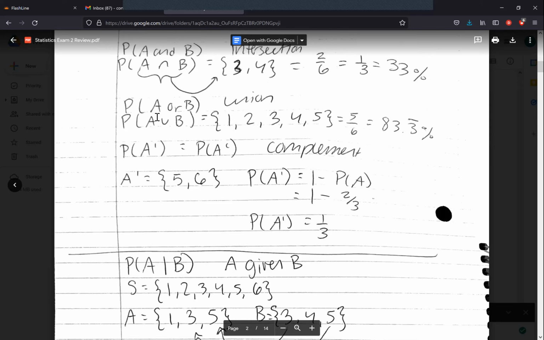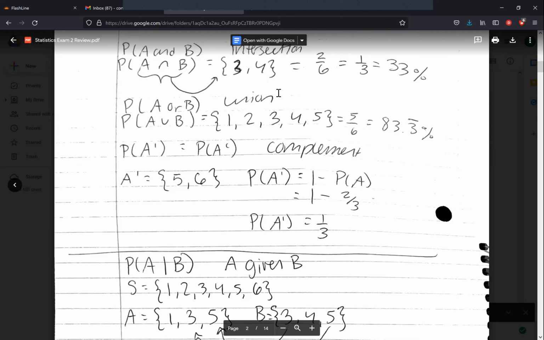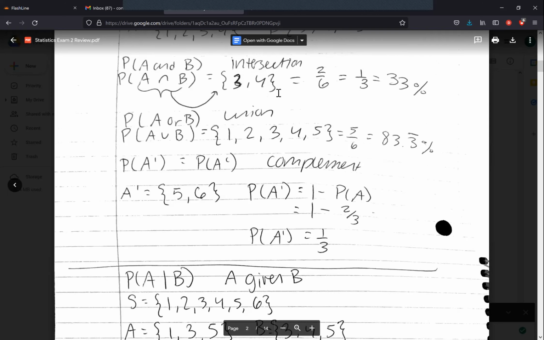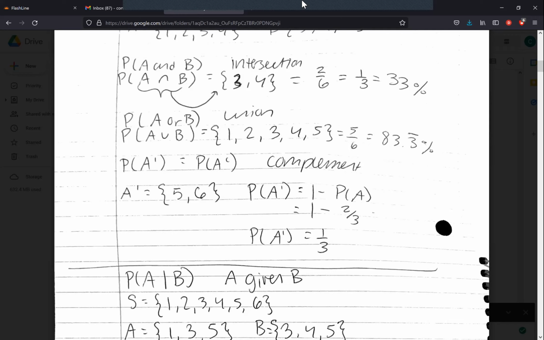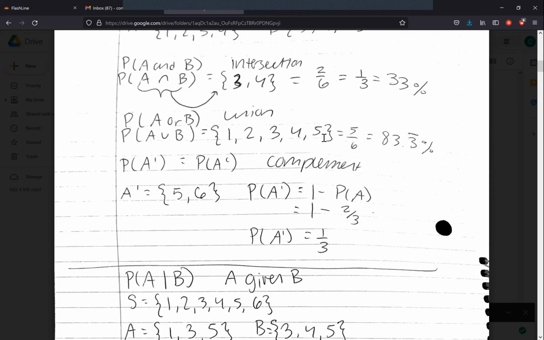Next is the union, A or B, and it has a regular U, so you can remember that it's the union. So here it's just the set of values that are either in A or B, and we can go back and see. So it would just be all of the numbers here. We don't repeat the numbers. So it would be 1, 2, 3, 4, and 5. And so the probability of this happening is 5 over 6, 83.3%.